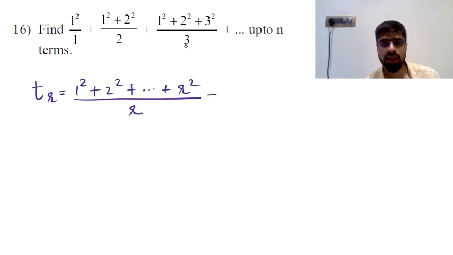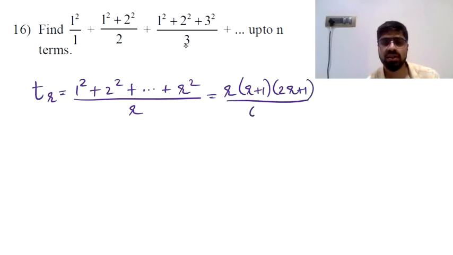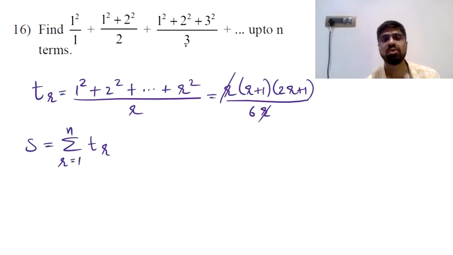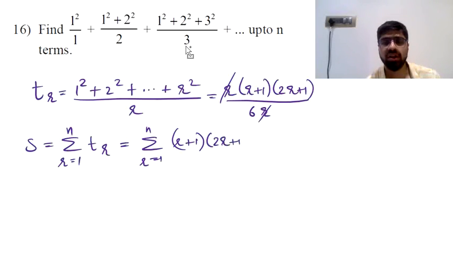So now you can write the rth term as, this is sum of squares of r numbers. So that will be r into r plus 1 into 2r plus 1 the whole divided by 6. And there's an r in the denominator already. That r gets cancelled with this, and this ultimately is your rth term. The given sequence is basically a sum of all these tr terms, and that is why the given sequence can be written as S equal to summation of tr, where r goes from 1 to n. So this will be summation from r equal to 1 to n, tr is r plus 1 into 2r plus 1 the whole divided by 6.